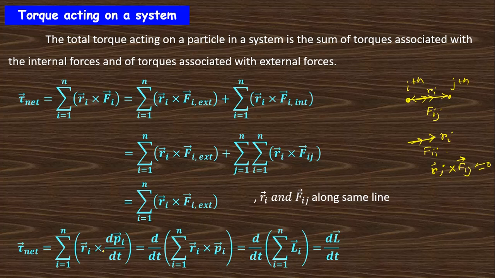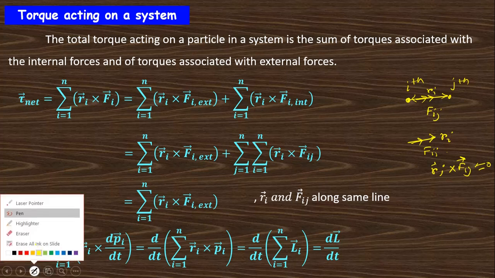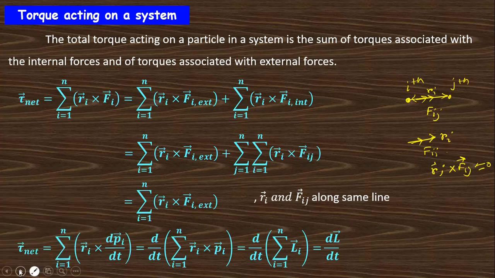So you can write this also as dp/dt. So this r cross p will be L. So this is another form of torque, which is dL/dt. We will use that later.